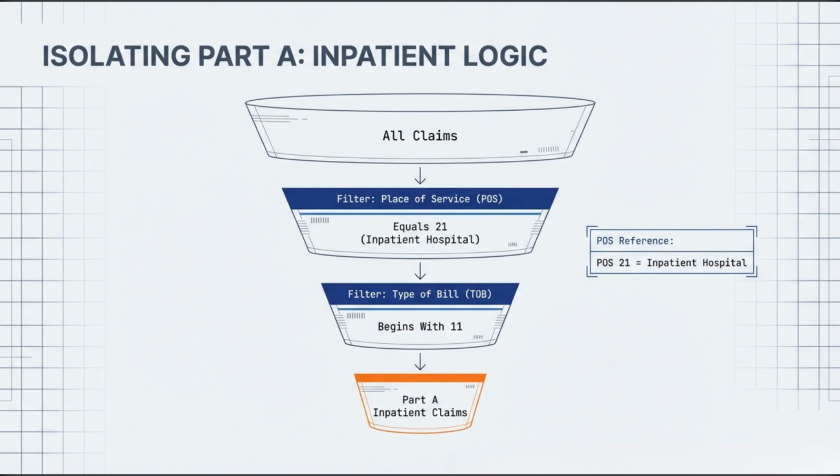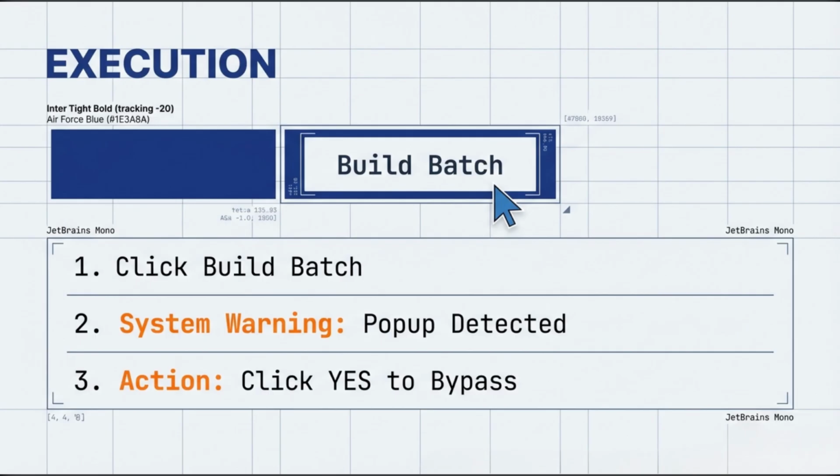So precise. Execution. This is where the rubber meets the road, isn't it? After all that meticulous filtering and validation we've done, our very next step is right here. We click Build Batch. What are we doing when we hit Build Batch? We're compiling all our hard work, ensuring every eligible claim is grouped, prepped, and ready for the next stage. But sometimes the system throws a curveball. A system warning pop-up detected.